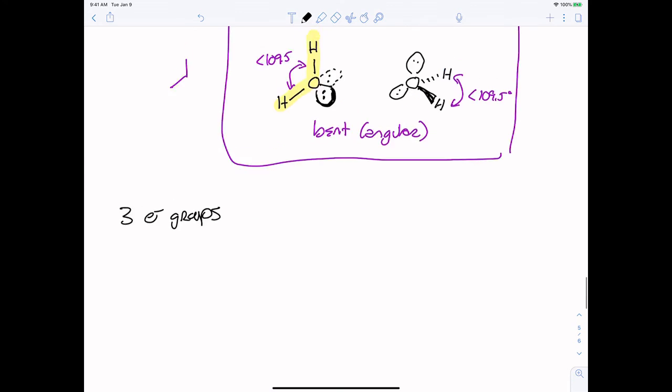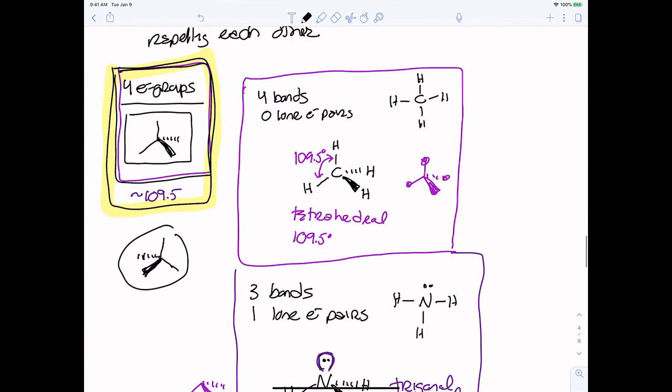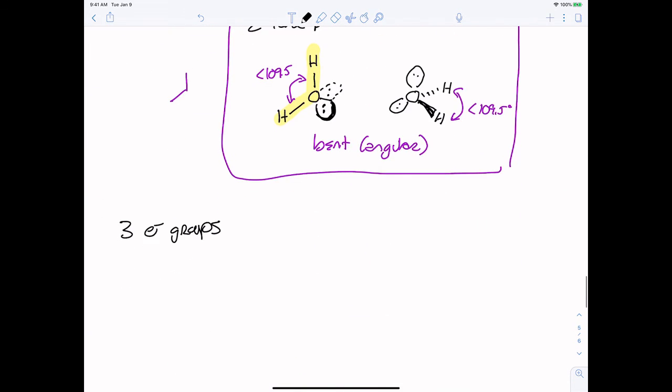And I'm going to do the same thing. I'm going to do a basic structure just like we did up here with our 4 groups. So I have 3 electron groups repelling each other. So these guys are going to be trigonal planar. I want to try to draw it so it's nice. So this is going to be my basic structure.